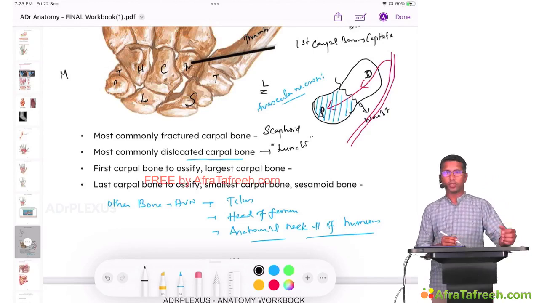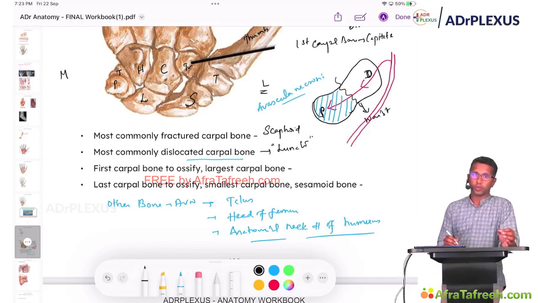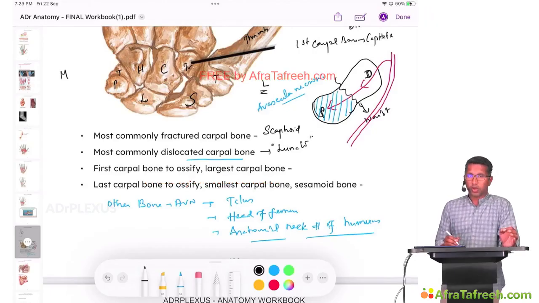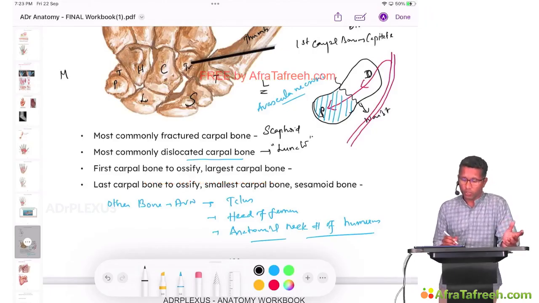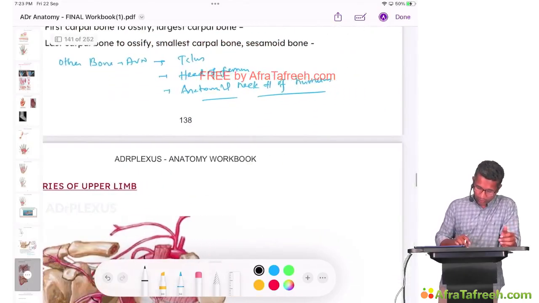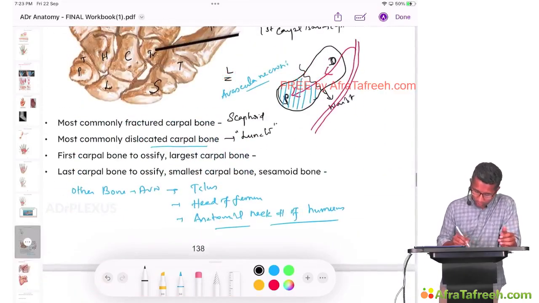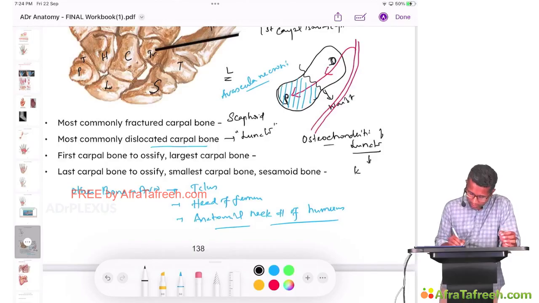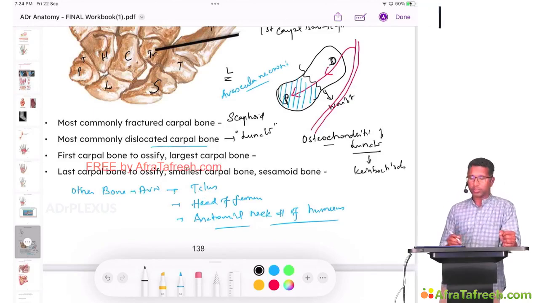Now there is one more important question related to lunate, guys. What is osteochondritis of lunate called? Very good, Prithviraj. The osteochondritis of lunate is called Kienbock's disease.